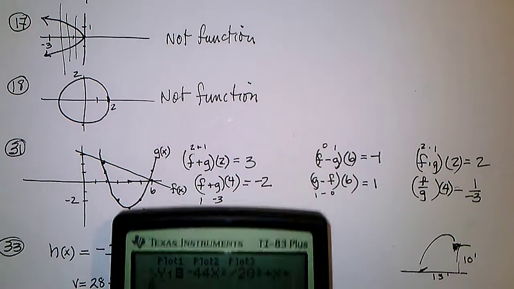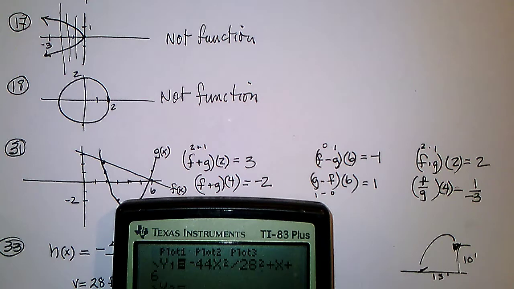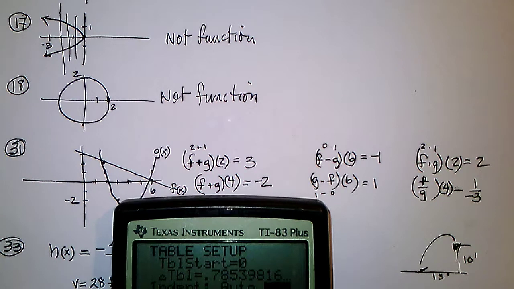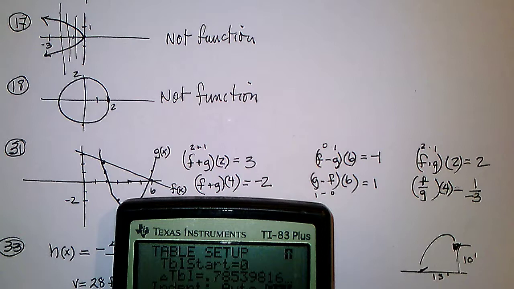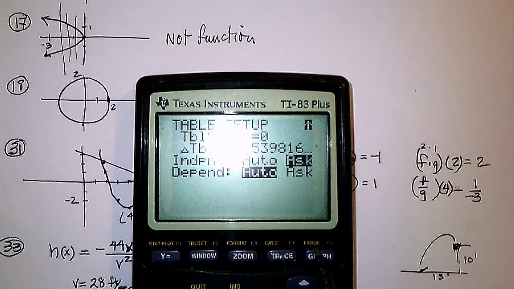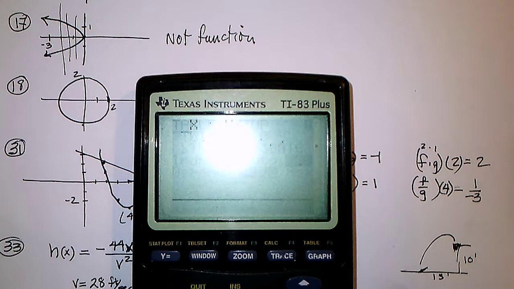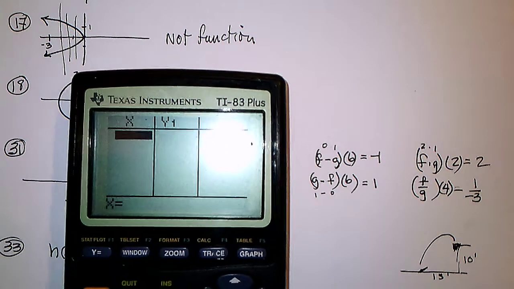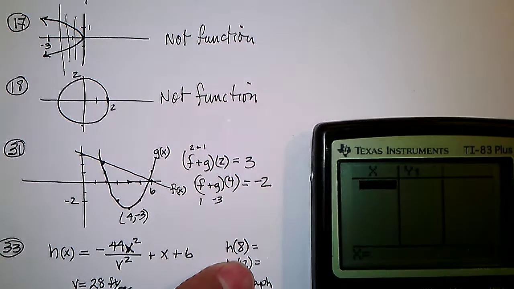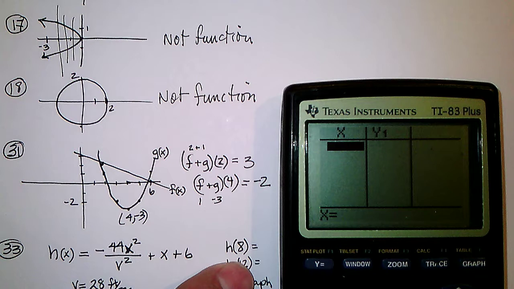And then I'm going to go to my second table set, and put it on ask. And then I'm going to go to the table, which is second there. And I get a table, and when I'm in ask, I can put in numbers. They want me to put in 8. So I'll put in 8, and it says the height is 10.4 feet.